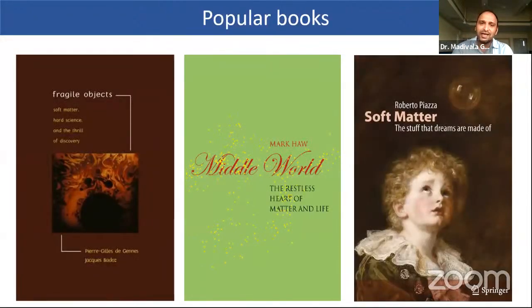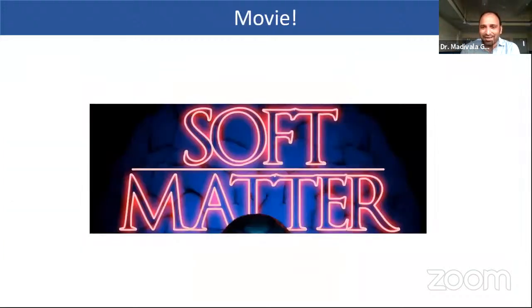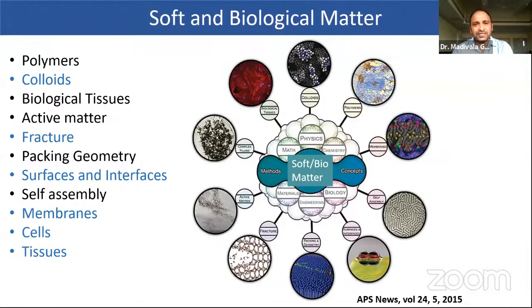And it turns out that this area is very popular. You see a lot of popular books written in this area. And I particularly like reading these books because they help you connect to the historical developments in this area and help you connect to the scientists who have worked on these areas, to get a motivation for doing work in these areas. And there are even journals with the name Soft Matter. One of the RSC journals goes by the name Soft Matter, and even a movie. Of course, the ratings of this movie are not great, so I would not recommend you to watch it. But just to say that it's a very popular term that is used in a lot of different contexts as well. Just to end the first part, soft and biological matter is a very rich field.